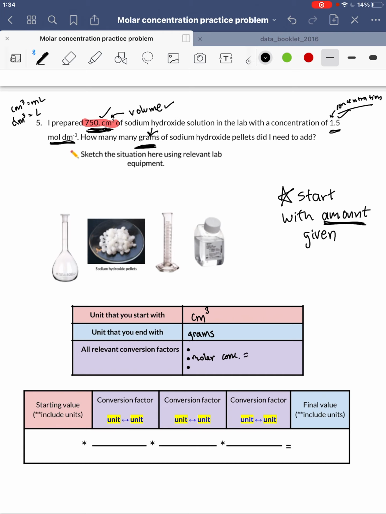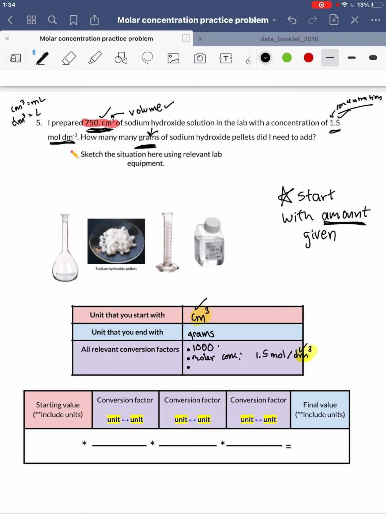Concentration, which in this case is 1.5 moles per decimeter cubed. All right, so they gave me a conversion factor, so I know that's one of the important ones I'll need. I see I'm starting in cubic centimeters, and eventually to use molarity, I'm going to need decimeters cubed. Interesting. Cubic centimeters, dm cubed. What's going on there? Well, I know I'll have to convert from one of those to the other.